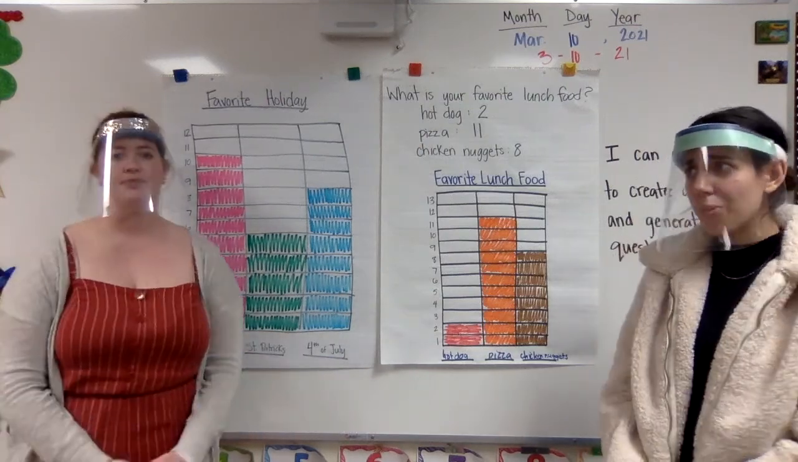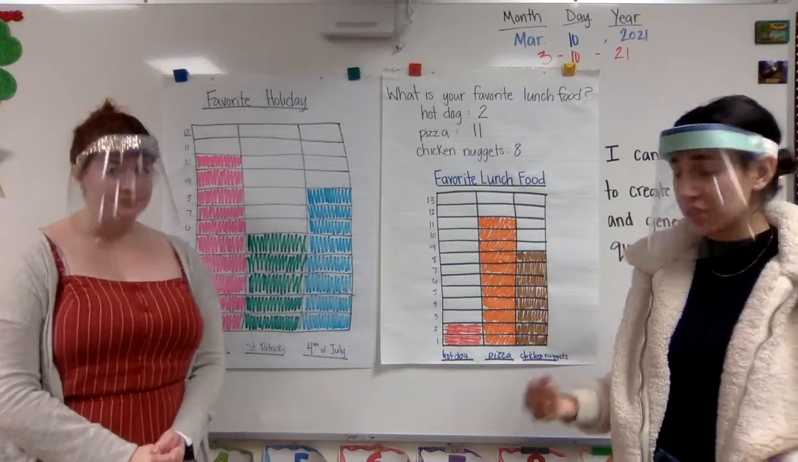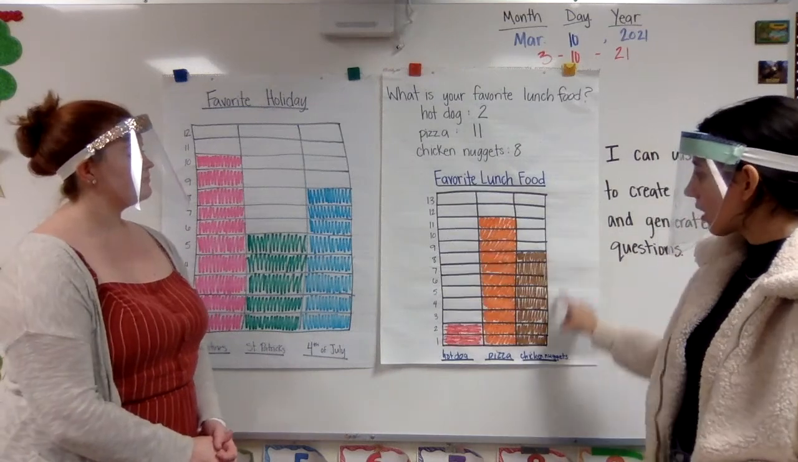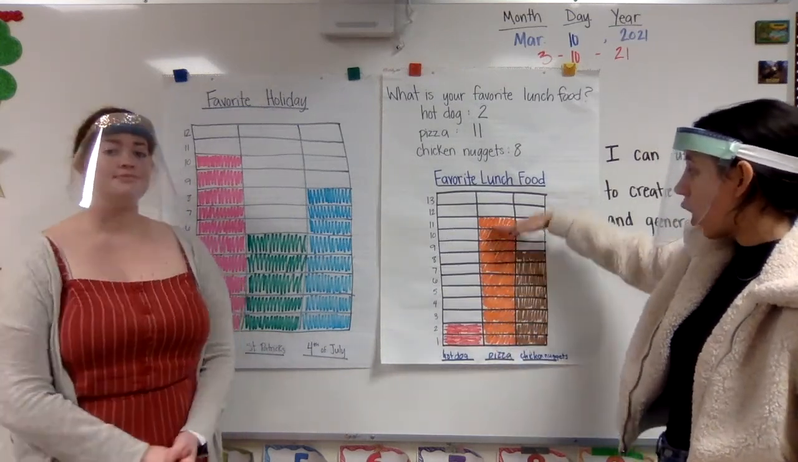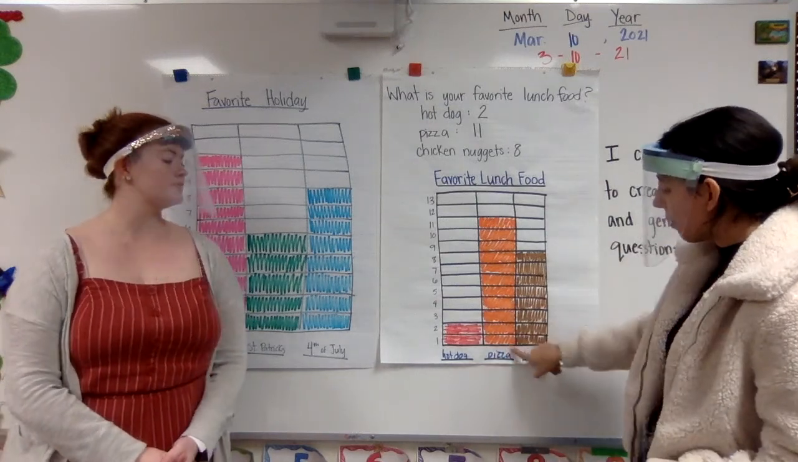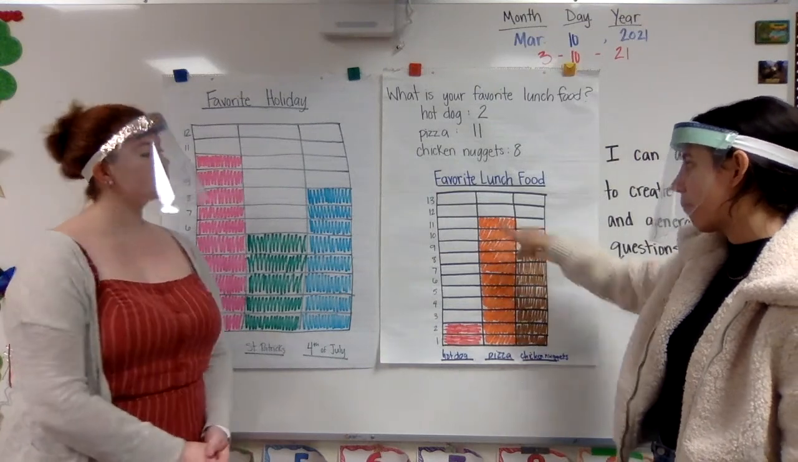That's right. And, well, we could also generate questions like which one had the most votes. So if we're looking for the greatest or the most, oh, we can look at my bar and see which one is the tallest, because that would show the greatest number of votes. And mine would be pizza. Right here I can tell from the label which bar had the most.